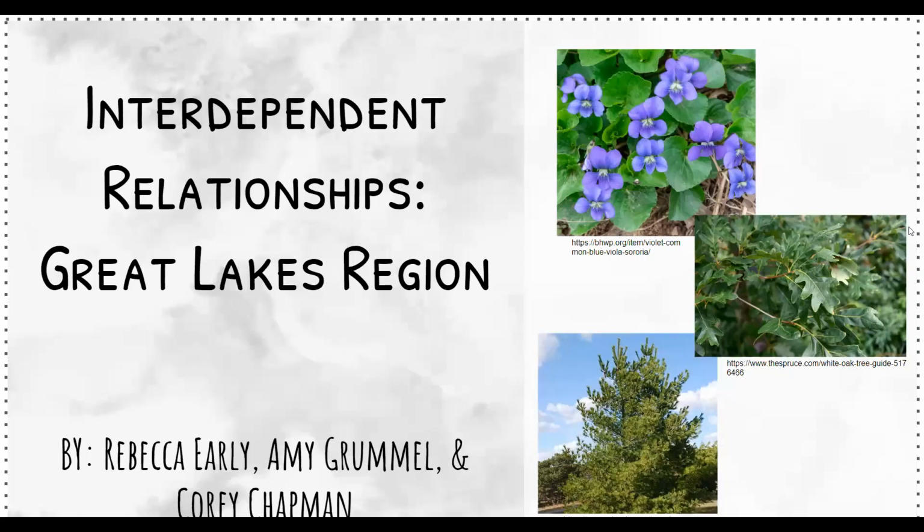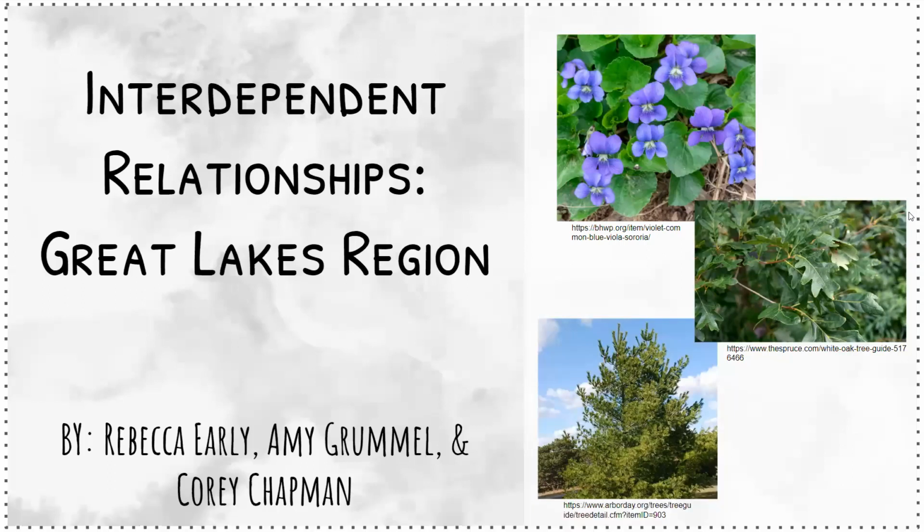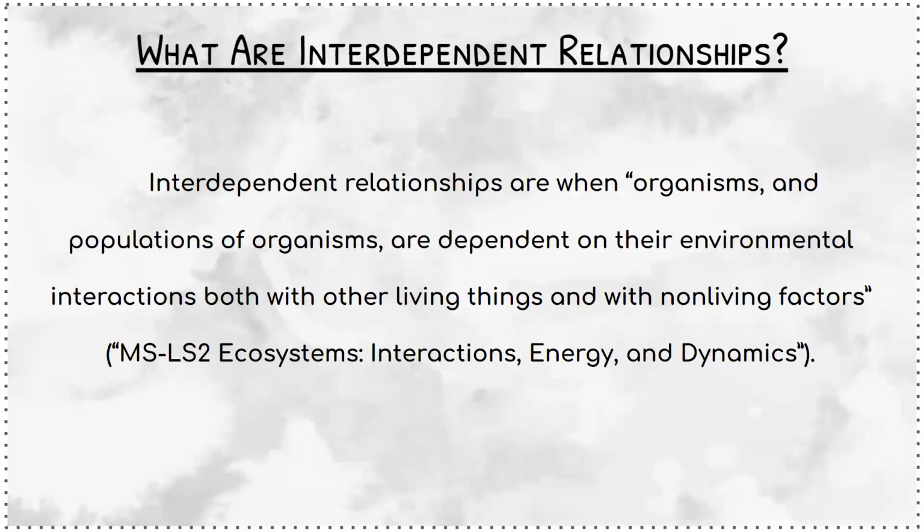Interdependent relationships in the Great Lakes region by Rebecca, Amy, and Corey. The three species that we are going to focus on are the blue violet, the white oak, and the white pine. All these plants have interdependent relationships with other living and non-living factors in their ecosystems. The interactions help our plants do things like grow, develop, and reproduce.